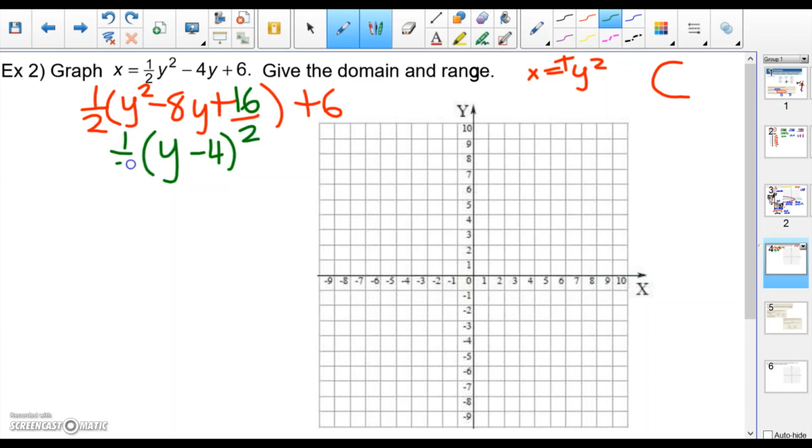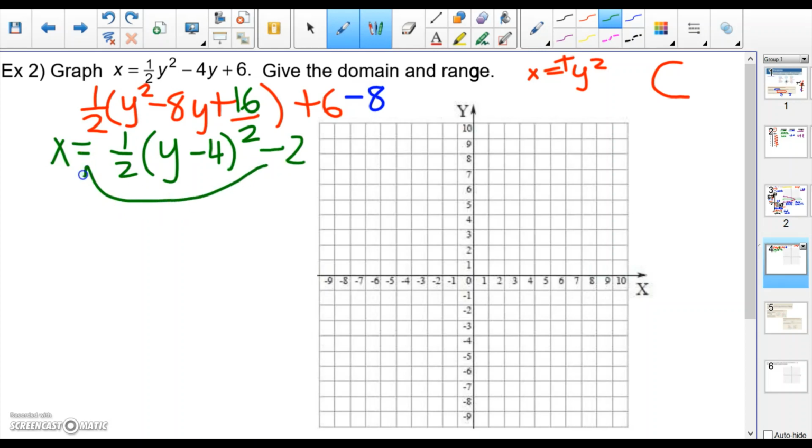You've got the 1/2 in front of it. But we messed up our equation, not by 16, but half of 16, which is 8. So in order to balance this out, I'm just going to subtract 8 to balance out my 1/2 of 16 that I threw in there. So at the end of this equation, you're going to have the 6 minus 8 is -2. And so we have the equation x equals 1/2 times quantity y minus 4 squared minus 2.